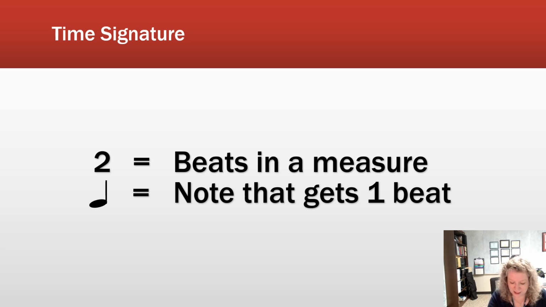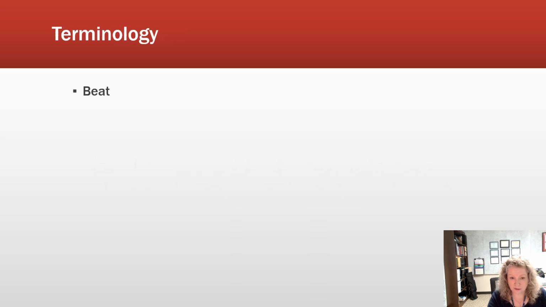So here is terminology that we've used in this activity. Beat, the steady recurring pulse in music. Accent, when a beat is stronger than other beats around it. Accent is also a musical symbol.